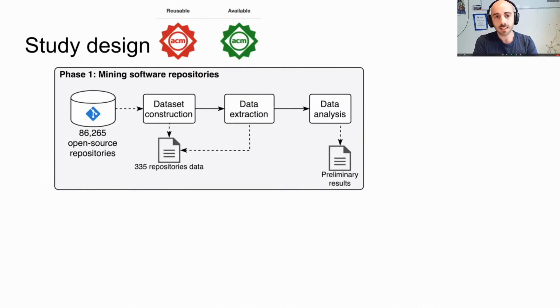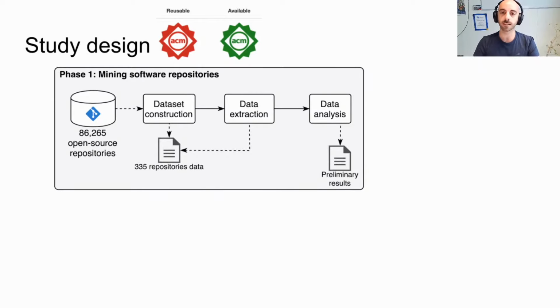Okay, the study has been designed in 2 phases. The first one is mining software repositories. We started from quite a large set of open source repositories, ranging from GitHub, GitLab, Bitbucket, and so on. Then out of those open source repositories, we applied a classical MSR pipeline, and we ended up with 335 repositories.